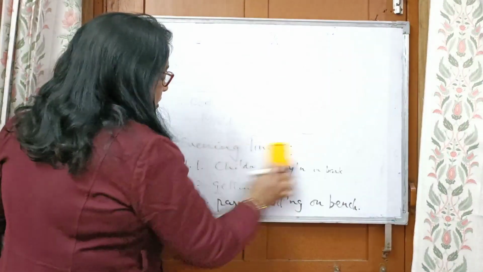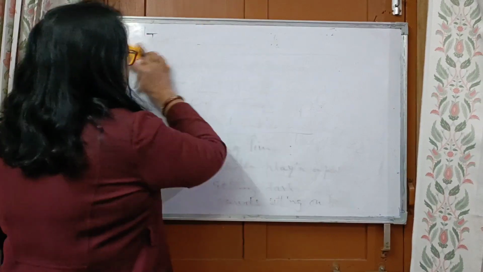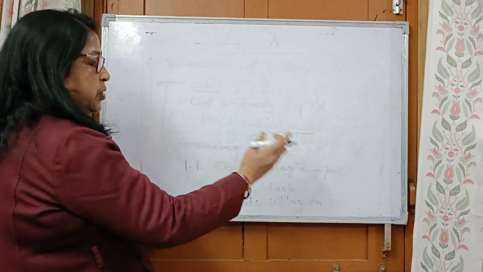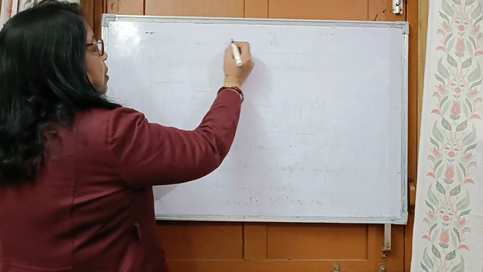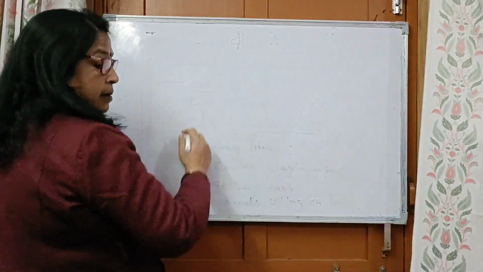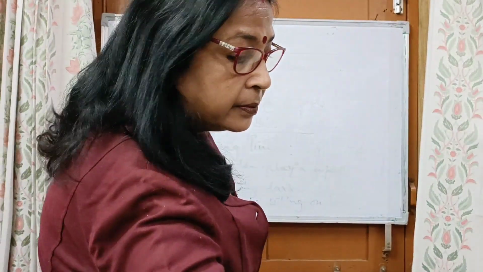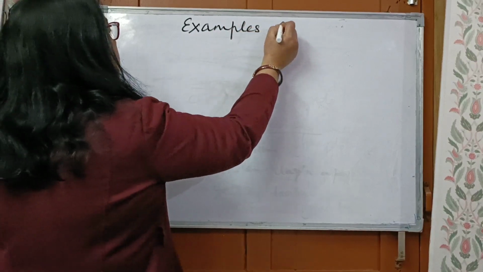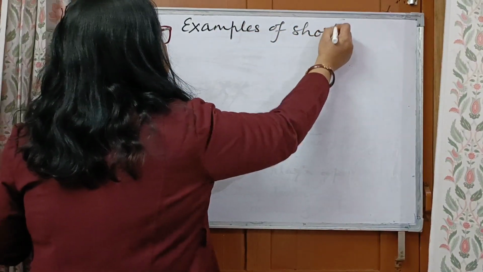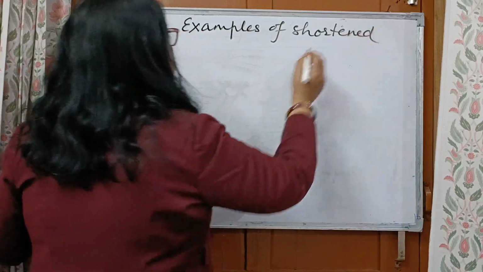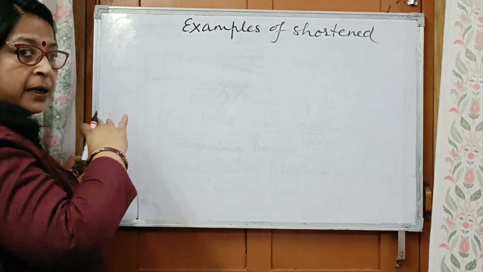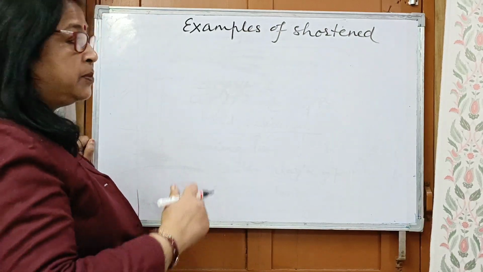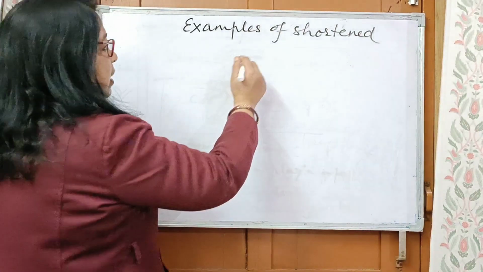But before that, I want something to tell you about the shortened forms. What type of shortened forms you can use. You can shorten the word as I was doing, or even and. Examples of shortened forms, because they are very important to write, covering the entire text and completing it in a very short time. So this is a very important thing you should learn.